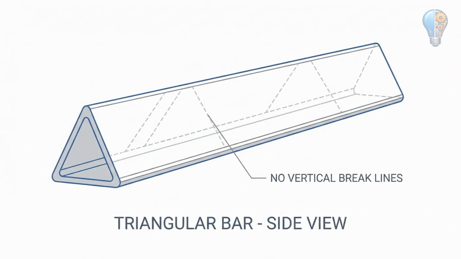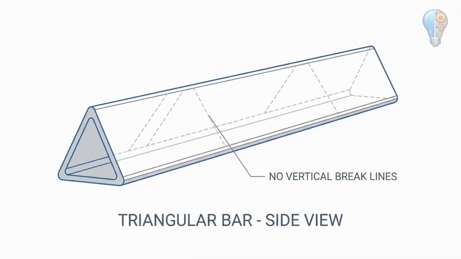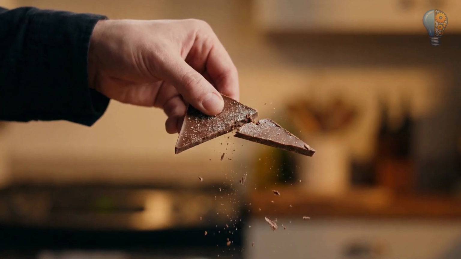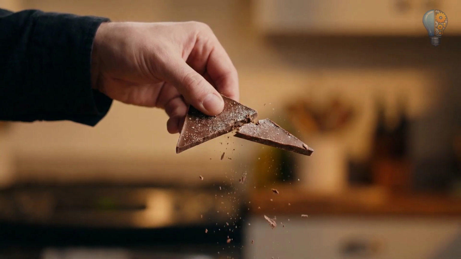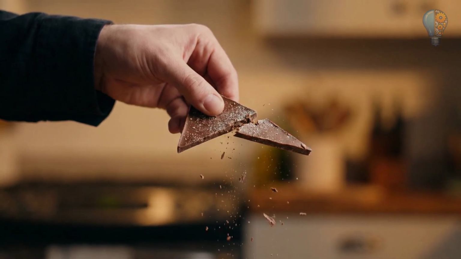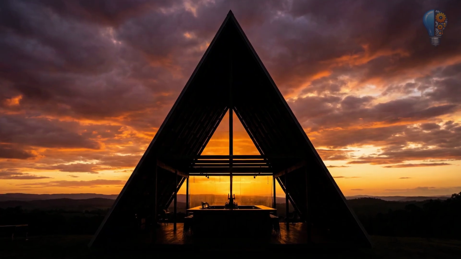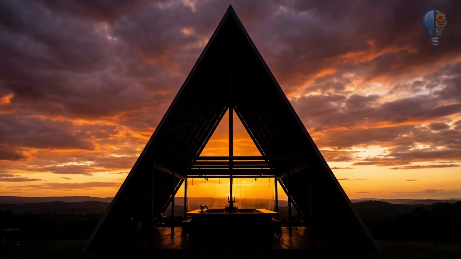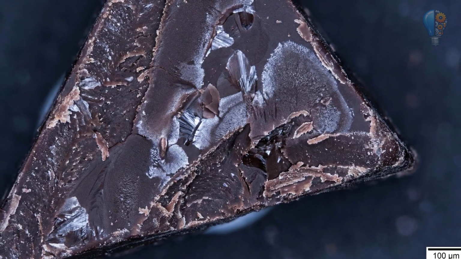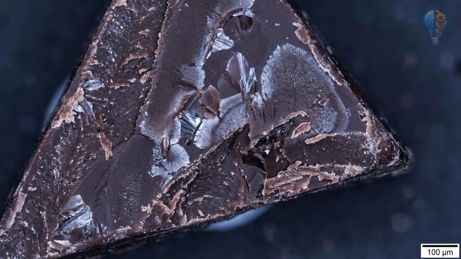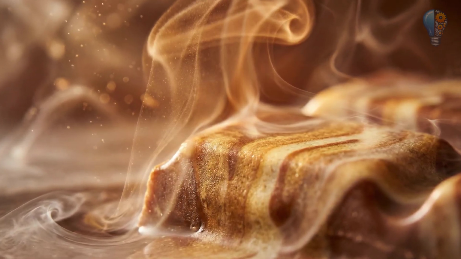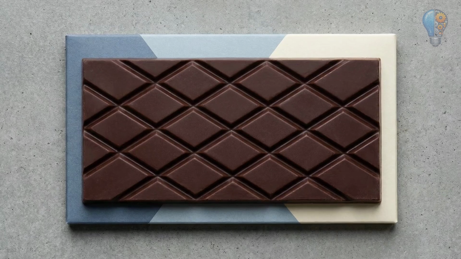the bar. Instead, you have to twist and snap each triangular piece individually, which actually serves a marketing purpose. The difficulty of breaking Toblerone makes the experience more memorable and distinctive. It's branded inconvenience that creates product recognition. The triangular shape also maximizes surface area relative to volume, which means more of the chocolate is exposed to the air and your taste buds, potentially enhancing flavor perception.